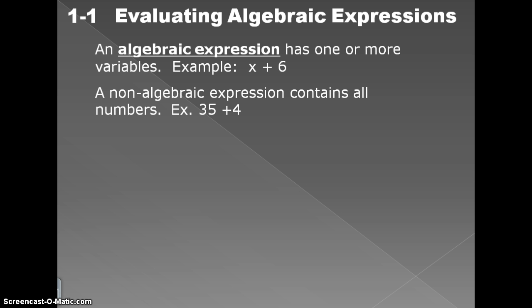Moving on. An algebraic expression has one or more variables in it. An example of that could be x plus 6. A non-algebraic expression contains all numbers. So an example could be 35 plus 4.